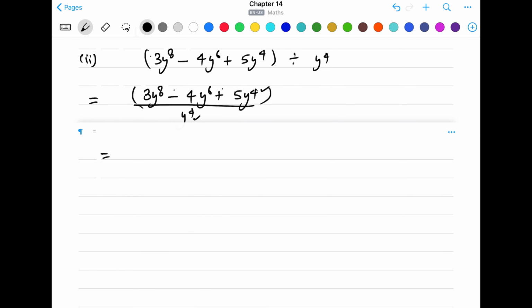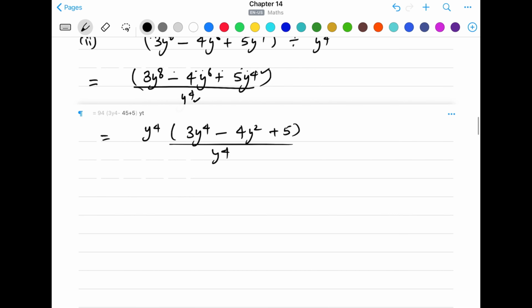So we have 3, and here 4 and 5, so there is nothing common in the numbers, but we have y power 4 here, 6 here and 8 here, so that means we can take y power 4 as common. So we're left with 3y power 4 minus 4y squared plus 5, divided by y power 4. Now this y power 4 and this y power 4 will be cancelled out. So we're left with 3y power 4 minus 4y squared plus 5. So that's the answer for this one.